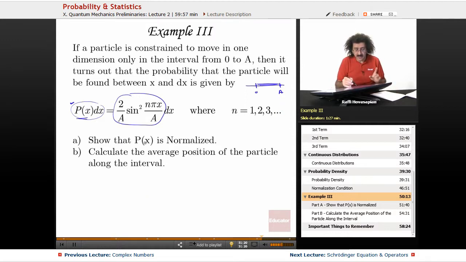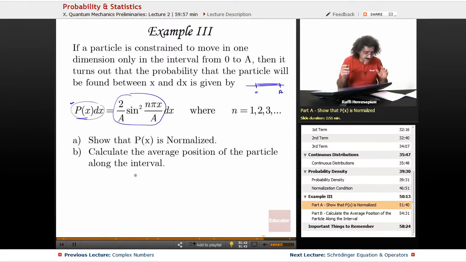We want you to show that p(x) is actually normalized, and then we want you to calculate the average position of the particle along the interval. Okay, so let's see. They want us to show that p(x) is actually normalized. So the normalization condition is the integral from negative infinity to infinity of this p(x) dx equal to 1.